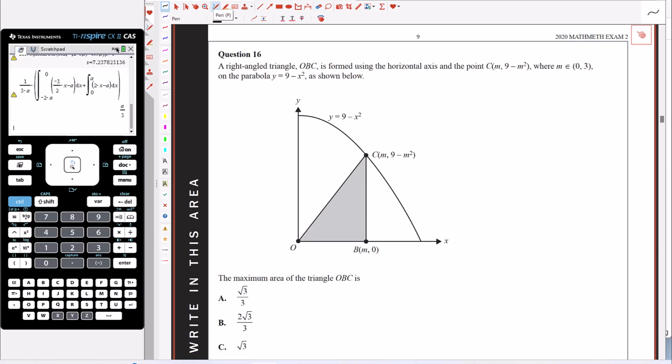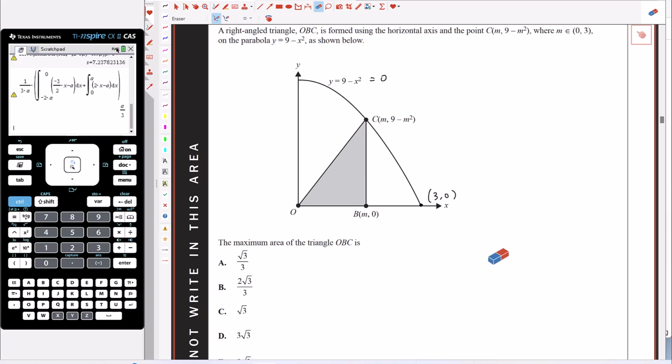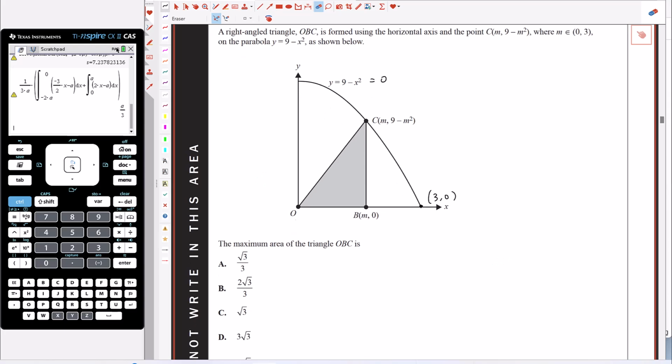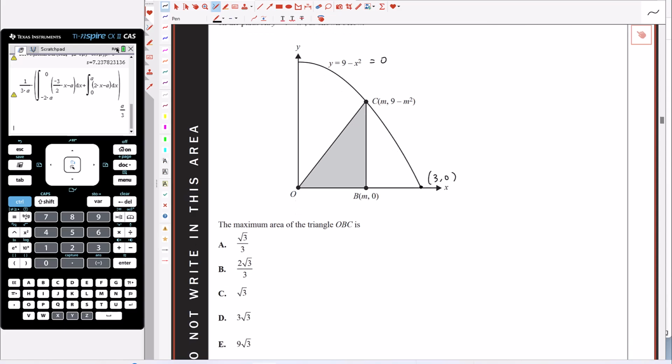So this is quite a familiar thing to have a rectangle or a triangle or something inscribed under a curve. So m is somewhere between 0 and 3, and that's because this is 3 here at the x-intercept. If we solve that equal to 0, we get x squared equals 9, and so x equals plus or minus 3. Obviously the minus 3 is over here, but that's outside the domain. So the maximum area of the triangle OBC is, okay, a max-min problem.